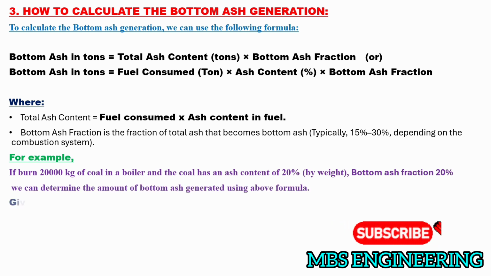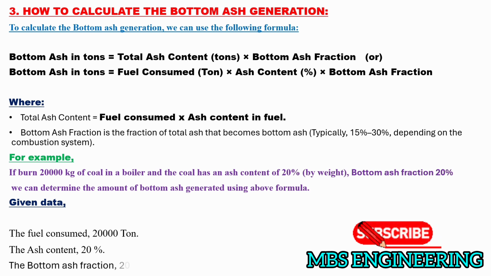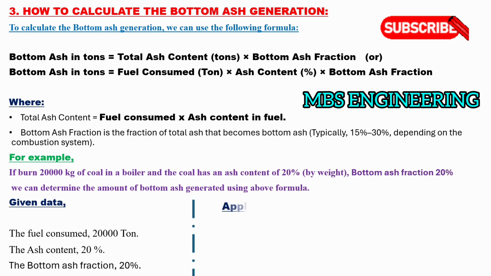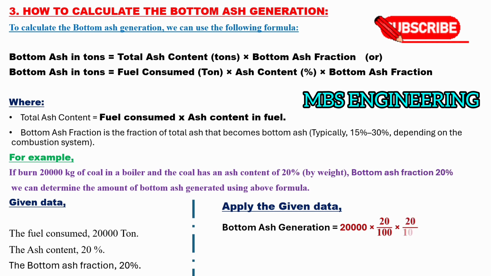The given data. The fuel consumed, 20,000 tons. The ash content, 20%. The bottom ash fraction, 20%. Next, apply the given data. The bottom ash generation is equal to 20,000 into 20 into 20, and the obtained value divided by 100 into 100. Therefore, the bottom ash generation is 800 tons.